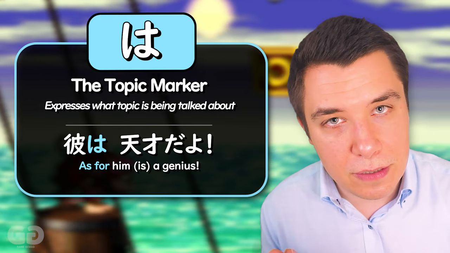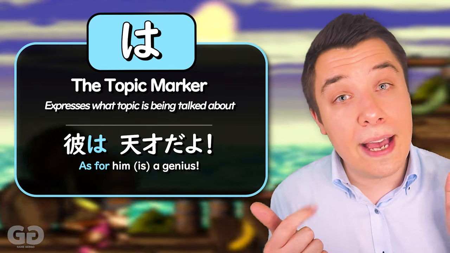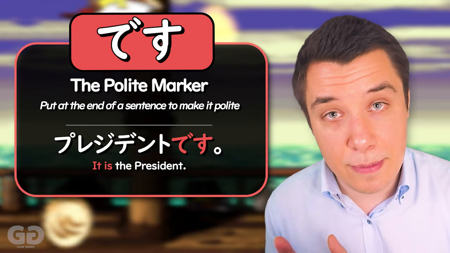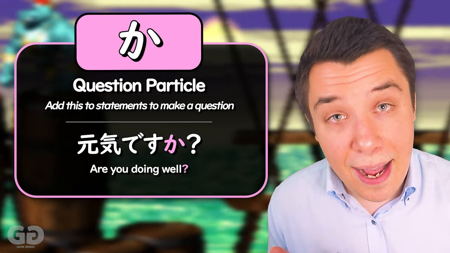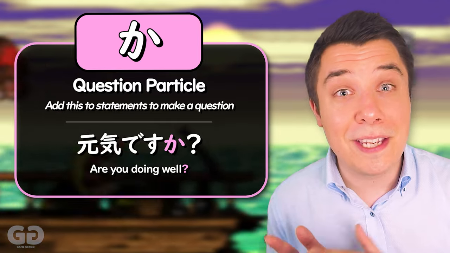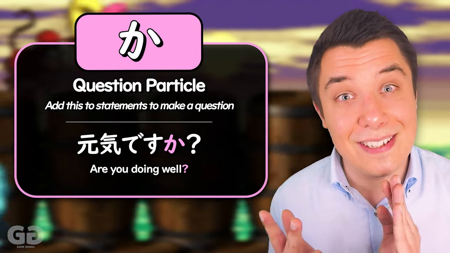So that was a very interesting kind of combination of some of the language that we covered today, right? We learnt the wa particle for showing the topic of a sentence. Hopefully you guys are all very clear on that. We've learned how des is used at the end of a statement to make it a polite statement. We've learned how you can add ka at the end of a sentence to make it a question. So to turn a statement into a question, just add ka.